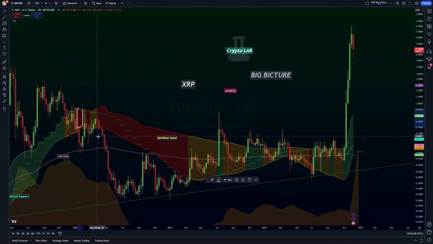Then we went into a bear market. We have here a simple transition phase, and here with this candle, we were officially in a bull market. And then we used this band as a very strong support, meaning that every time that we reached it, we went to the upside.